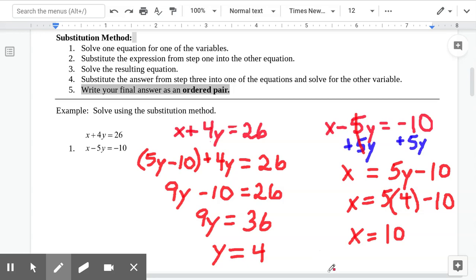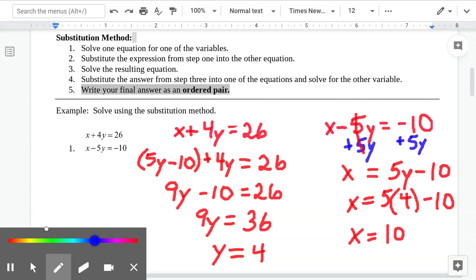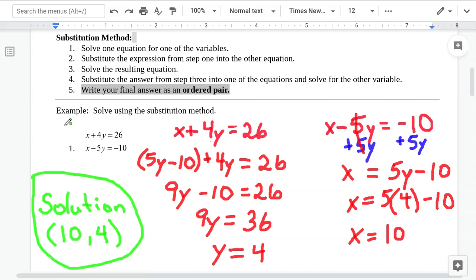And so what we have now is the location of our solution. So if we had graphed these two lines, what we would have found is that they do intersect, and they would have intersected at a point that has an x value of 10 and a y value of 4. So we'll write our solution as an ordered pair (10, 4). And that would be the end of that process. So without graphing, we're still able to find the solution (10, 4) that satisfies both equations.